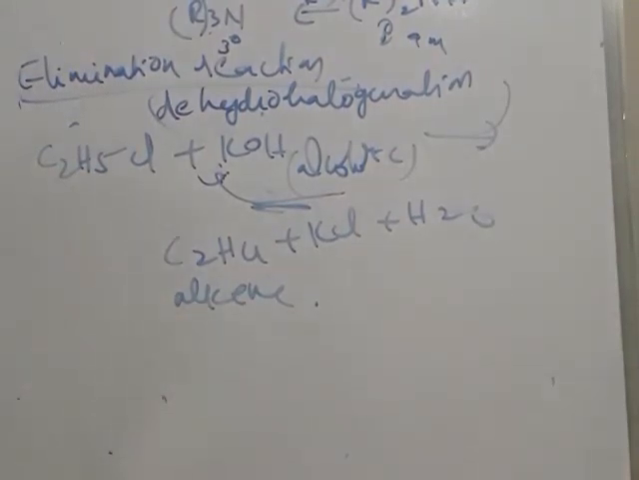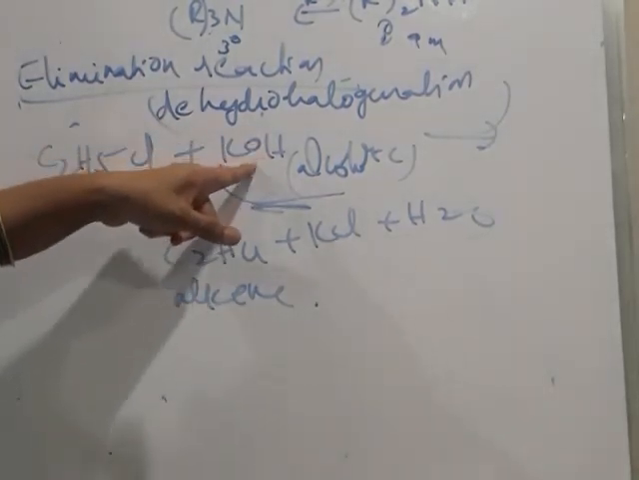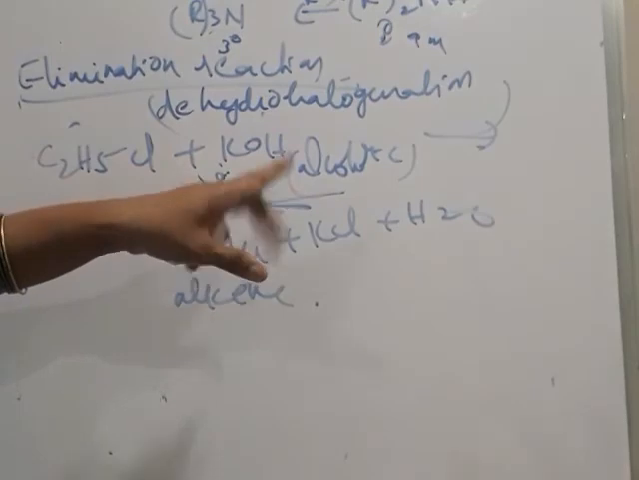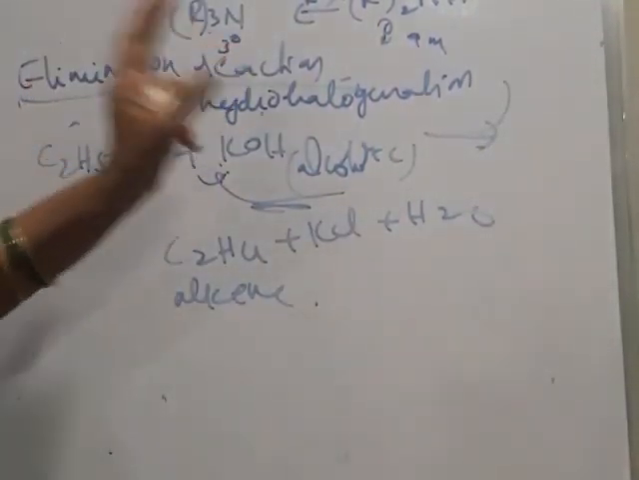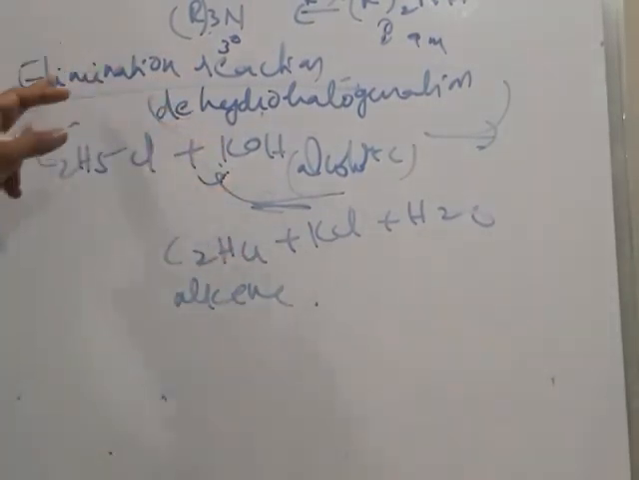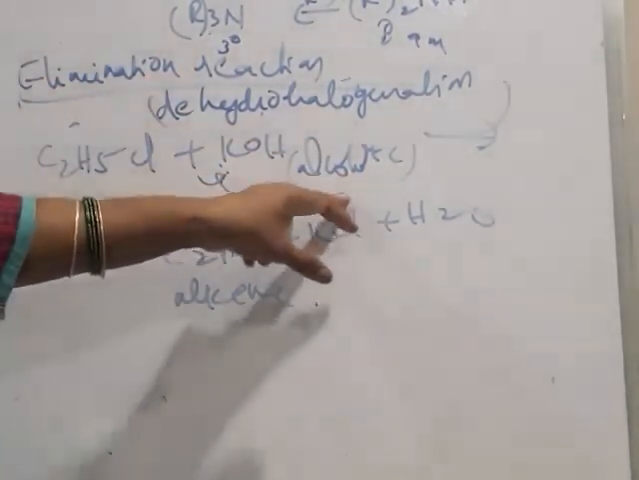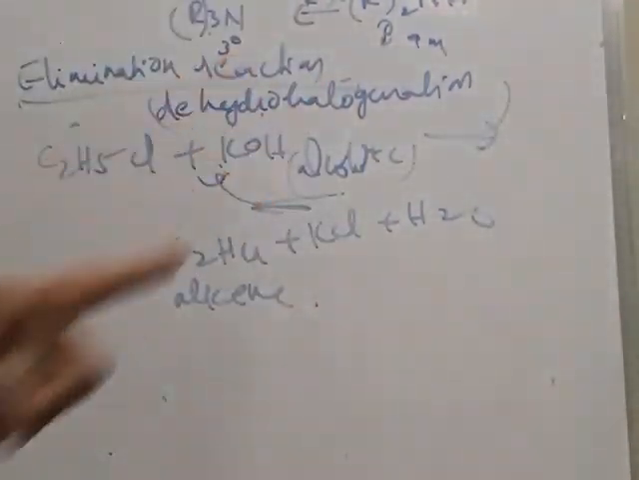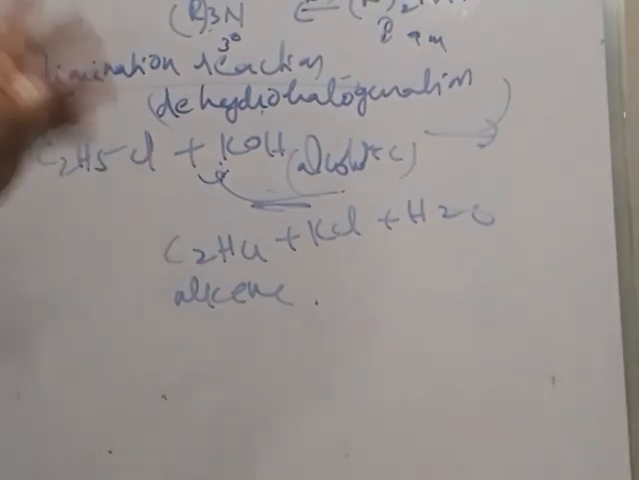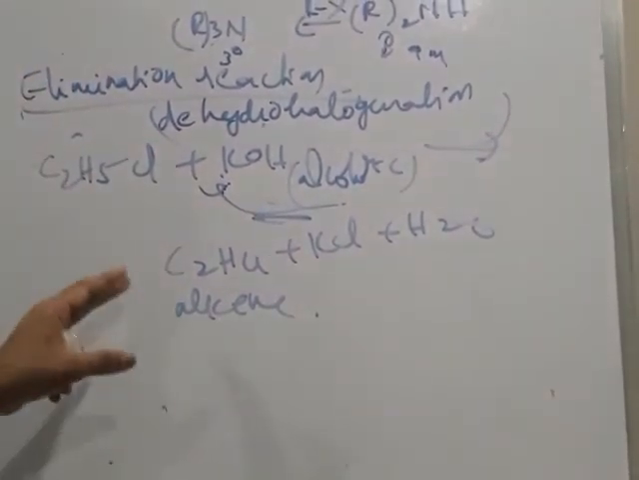Then according to Saytzeff, we get a mixture of alkenes with the higher alkyl halides. If we use aqueous potassium hydroxide, it undergoes substitution instead of elimination. That is very important for objective questions. Elimination reaction takes place with alcoholic potassium hydroxide, whereas substitution reaction takes place with aqueous potassium hydroxide. Next, Saytzeff.